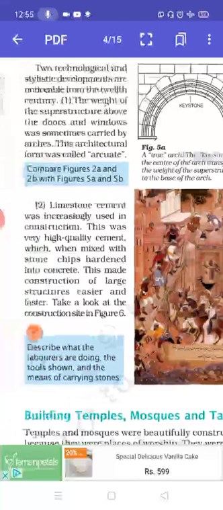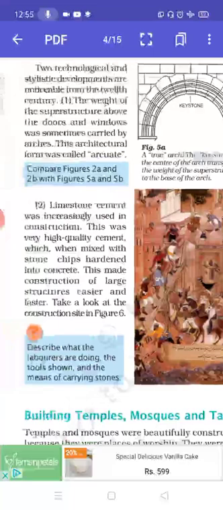Limestone cement was increasingly used in construction. This was very high quality cement which, when mixed with stone chips, hardened into concrete. This made construction of large structures easier and faster.